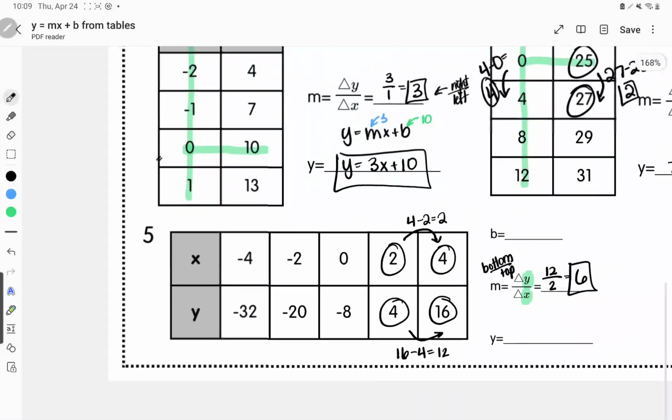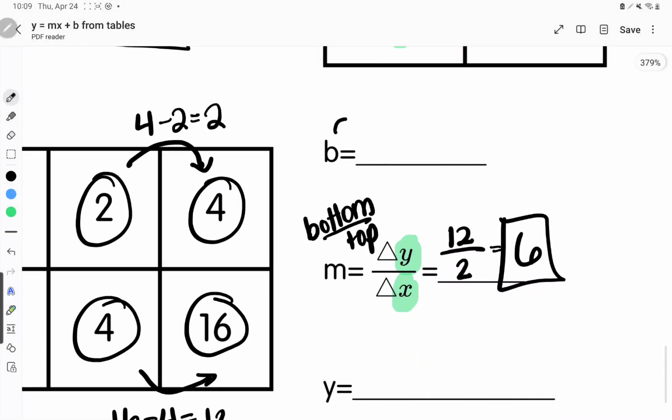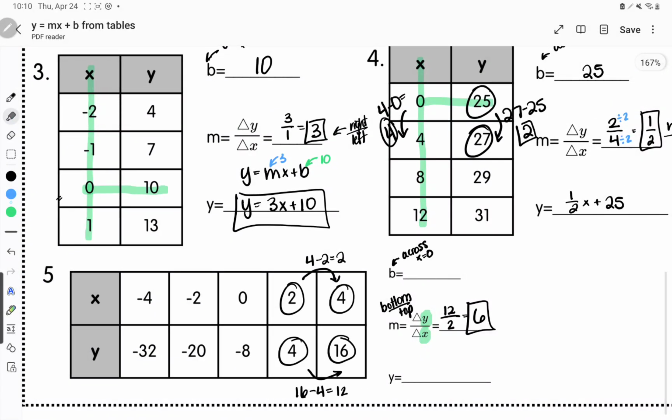How do you find b? b is across from where x equals 0. So I would go across x. Well, here's my x this time. Here's where x equals 0, so my y is -8. So I would have y equals mx plus b. So I would have 6 here and -8 here. So I would have y equals 6x. And then instead of saying plus -8, I'm just going to say -8.